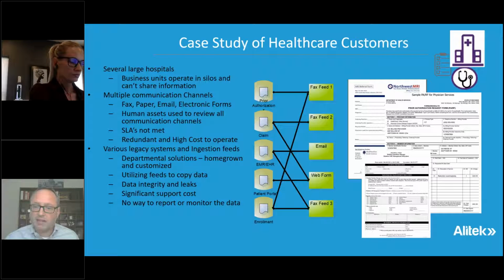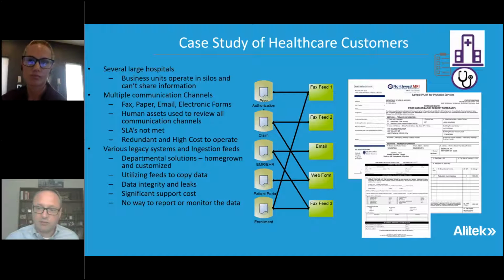And not surprisingly, this was leading to missed SLAs. Each organization had SLAs tied to customer service, and the inefficiencies of processing documents in this really complex manual process were just adding up and causing delays. And because everything was redundant, they also had a very high cost to operate. Every time they had to spin up a new application or a new fax line, there was a cost associated with that.